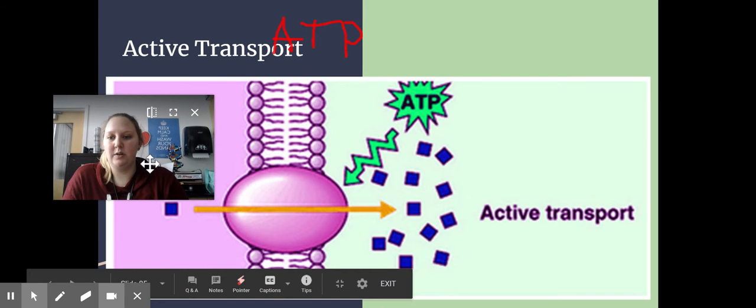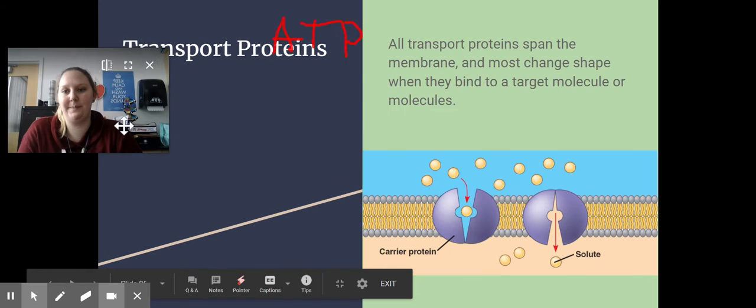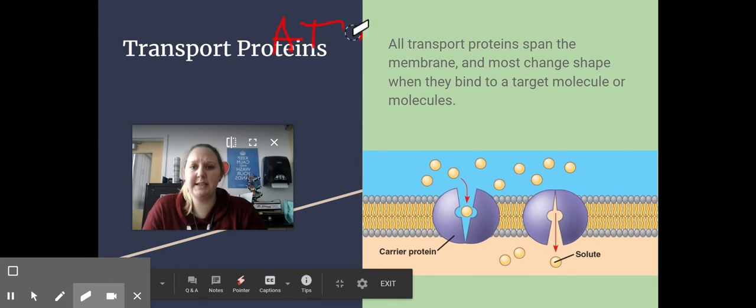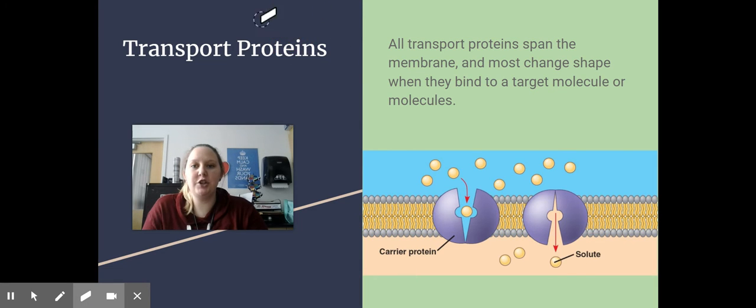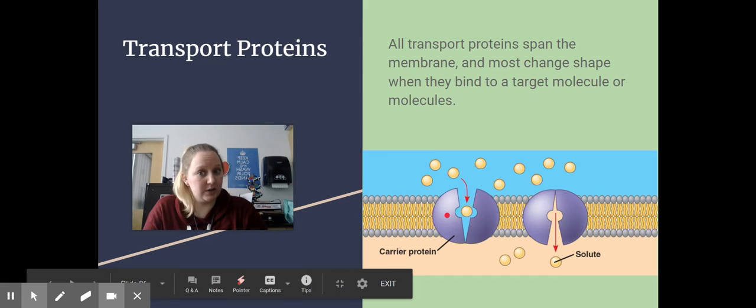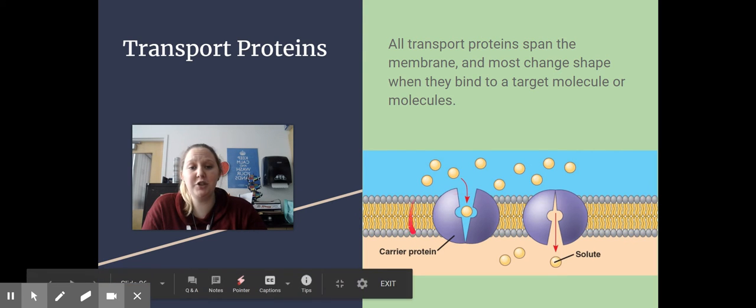So right here, we have low concentration, high concentration, but we're still using energy to pump those molecules or ions across the membrane. This happens through the use of transport proteins. Transport proteins must change shape in order for our solute or our chemical to pass through the membrane. Most transport proteins will change shape, and that changing of shape is actually driven by chemical energy. As this molecule binds, it signals that it needs energy to open up the doorway to let them in.